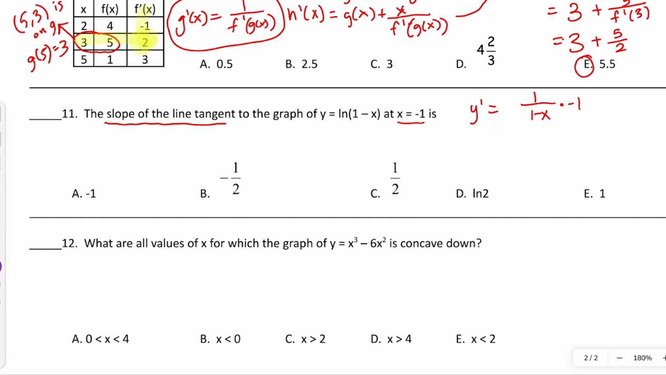And so now we're going to evaluate this at -1. So we're going to evaluate y prime at x equals -1. And so that would be 1 over 1 minus -1, which is the same thing as 1 plus 1. So 1/2 times -1 is -1/2.